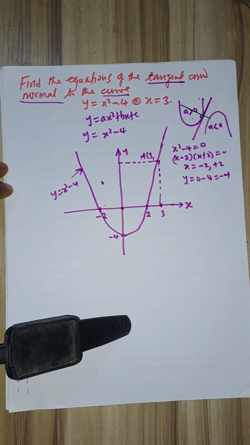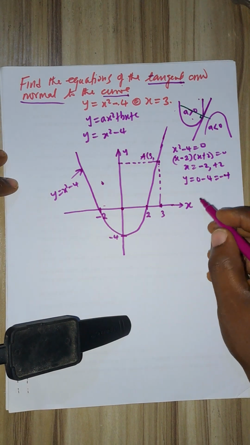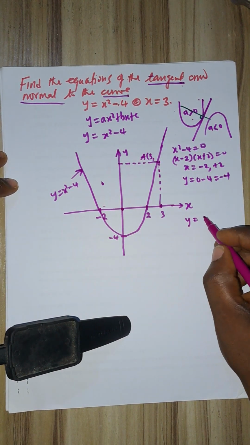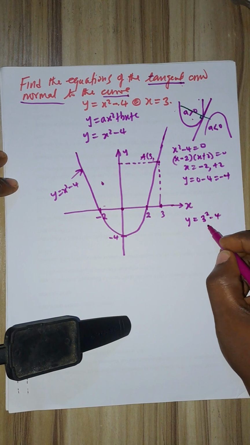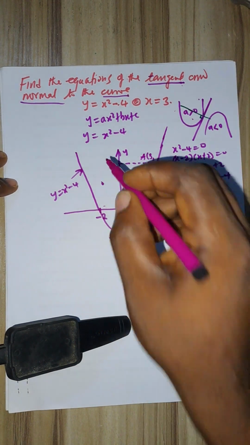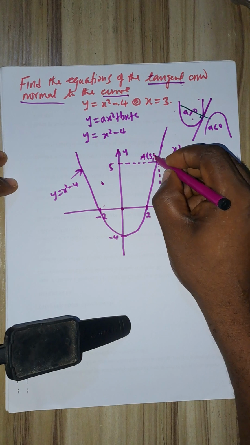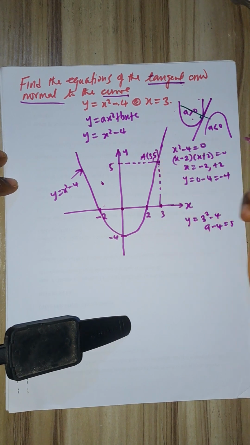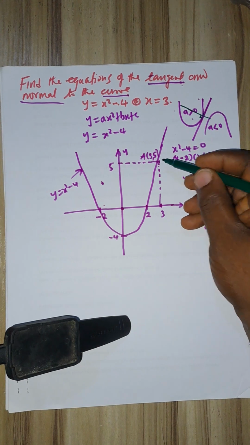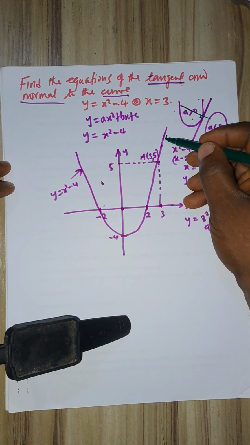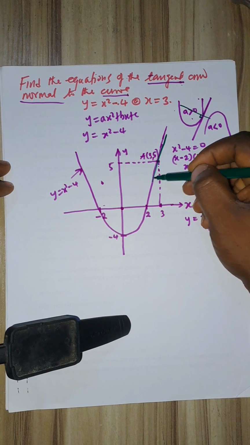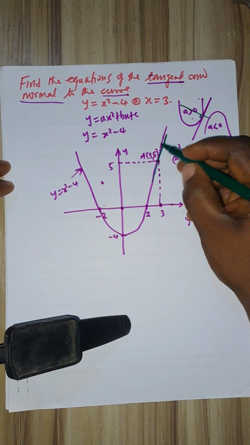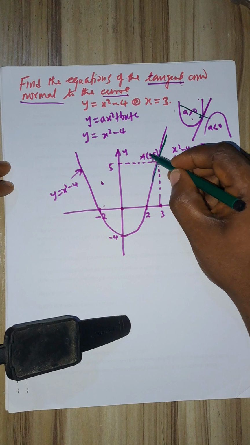What is y? We try and find out. When x is 3, what is y from this equation? Y is 3 squared minus 4, which is 9 minus 4, which is 5. So here is +5. So the coordinate is x is 3, y is 5. Now, at this point, we draw our tangent, a line that touches this curve without cutting it.